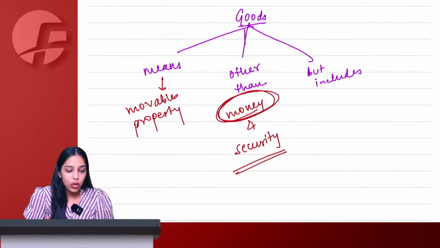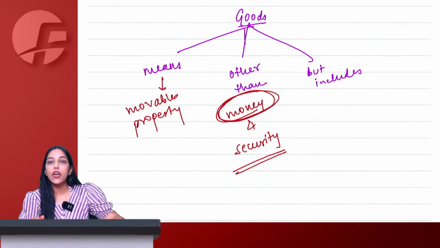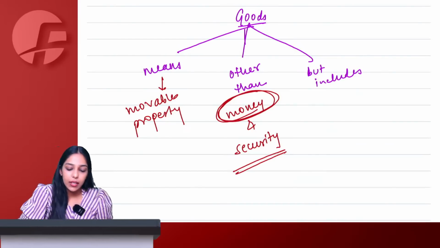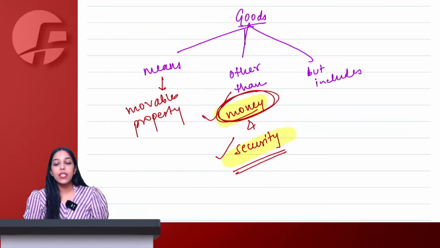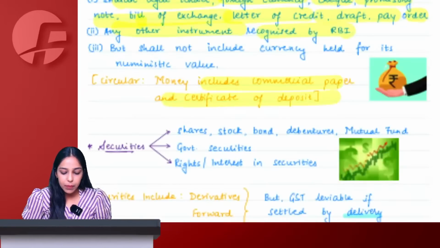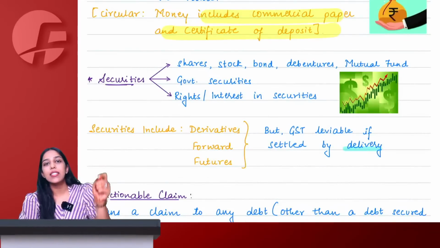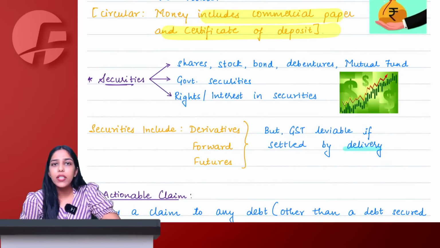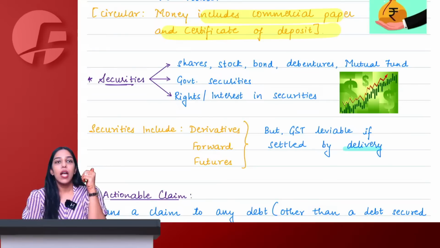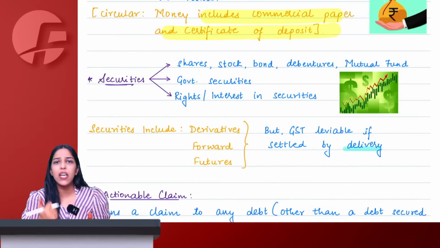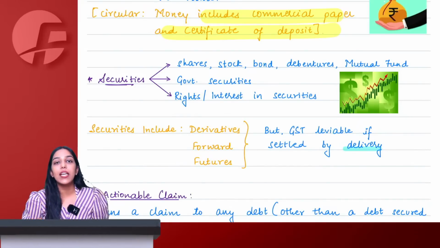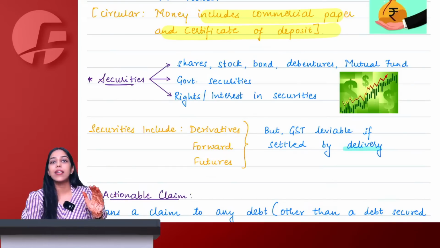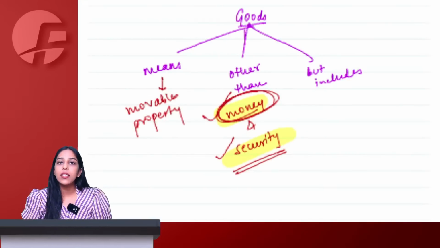Got it, ma'am? So goods means every kind of movable property other than money and security. We understood what is money. Now, ma'am, what is security? Again, very simple. Security is exactly the same as you understand. Security means any kind of shares, stock, bond, debentures, mutual funds, government securities, rights in government shares, also derivatives, which are forwards and futures. They are all considered as securities. Chalo, give me the answer in the comment section.